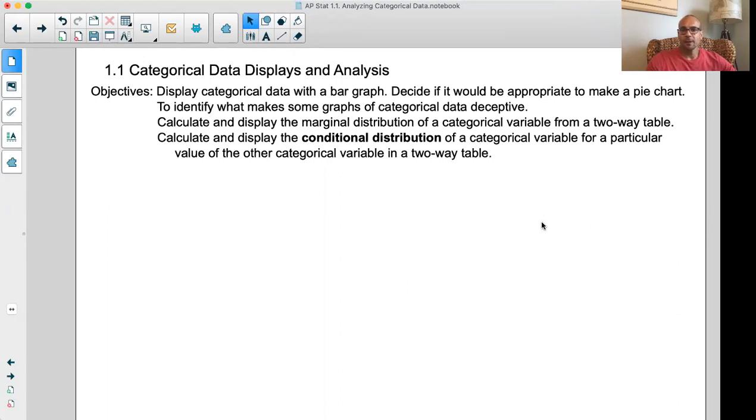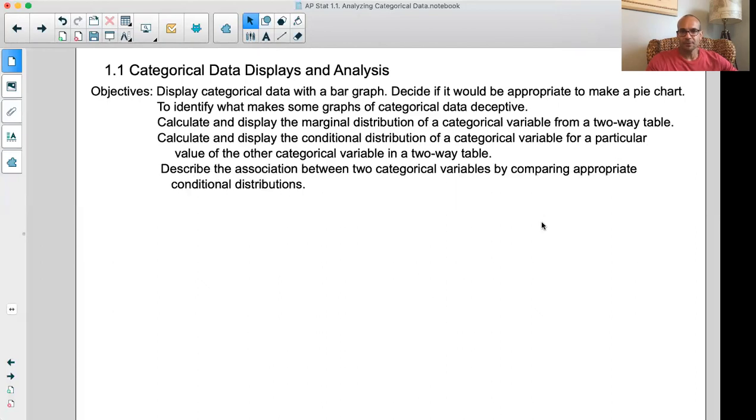We're going to calculate and display the conditional distribution of a categorical variable for a particular value of the other categorical variable. So that might start giving you an idea of what they mean by conditional distribution, or it might be too wordy to do that. So some examples will be available for you.